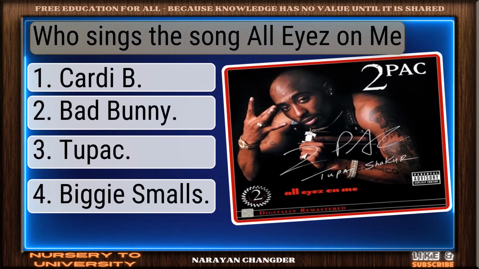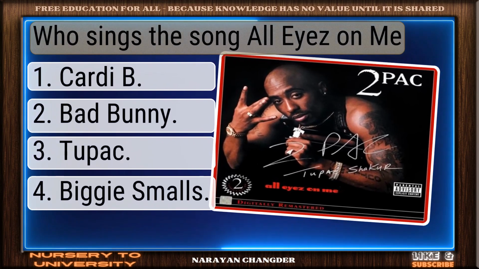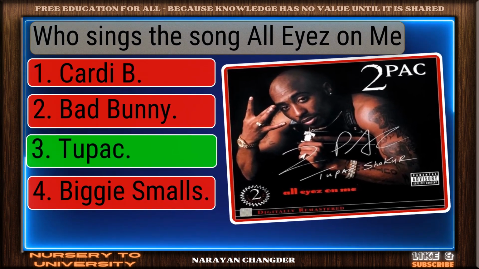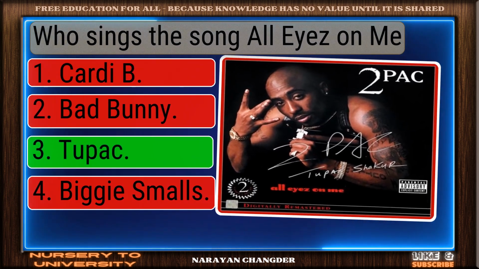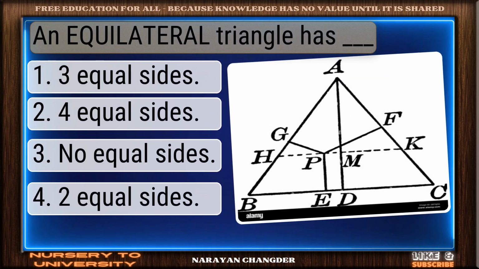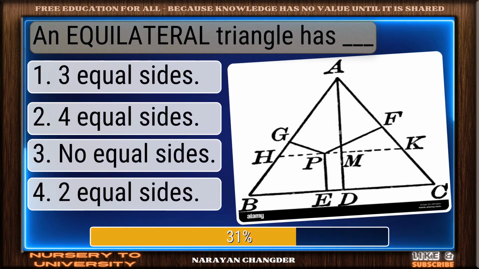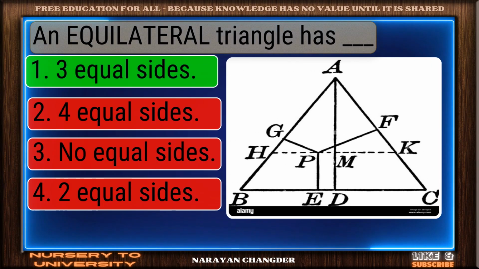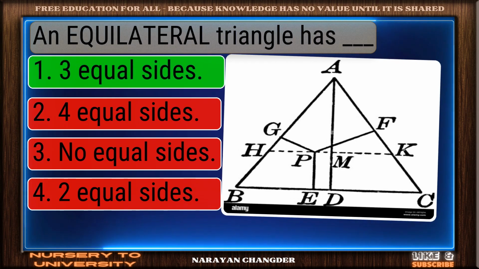Question number 257. Who sings the song All Eyes on Me? Good job. Your answer 2Pac works well here. Question number 258. An equilateral triangle has dash. Nicely done. 3 equal sides is a solid answer.